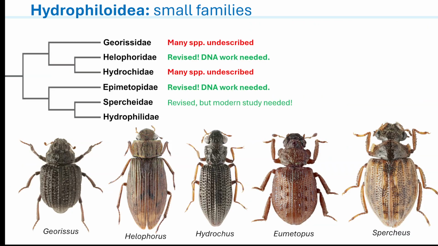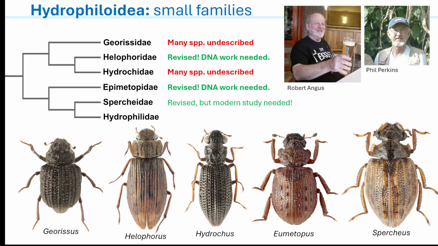As concerns the systematics of the small families, we have two families, Helophorids and Epimetopids, in which lots has been done, mainly thanks to Robert Angus in Helophorids and Phil Perkins in Epimetopids. So most of the species are surely described. From time to time, naturally, there are some new discoveries, some single new species described, but we don't expect many new species to be discovered. DNA work would be cool now. All the systematics was done based only on morphology, so it would be cool to start to work on DNA and figure out whether this supports the view. But otherwise, these two families are done.